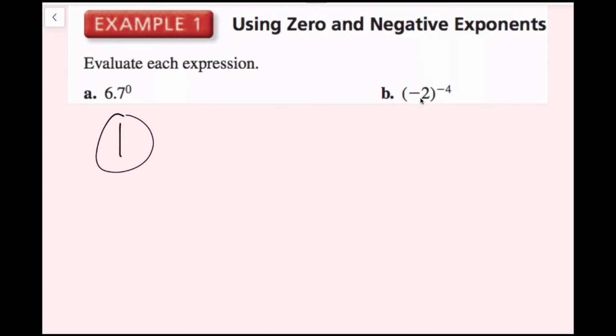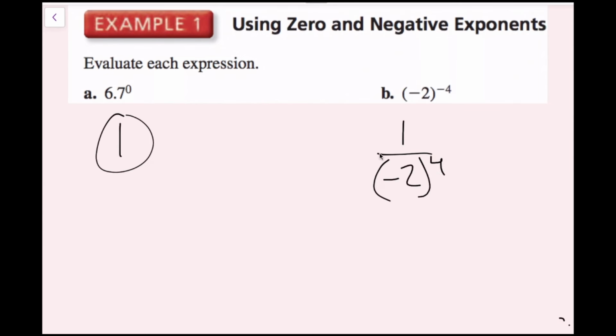Over here, I have negative 2 to the negative 4th power. If you remember, I can rewrite this as 1 over negative 2 to the positive 4th power. Anytime we're dealing with negative exponents, I like to think of it as top or bottom. If I have a negative exponent, I move it either from the top to the bottom or from the bottom to the top. When I say bottom or top, I mean of the fraction. And when I move it, I change the negative to a positive.